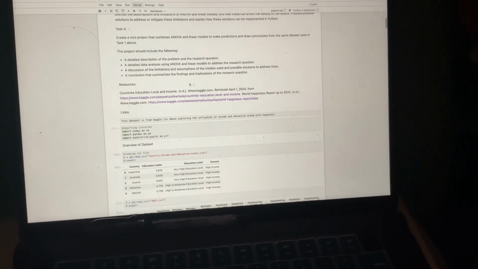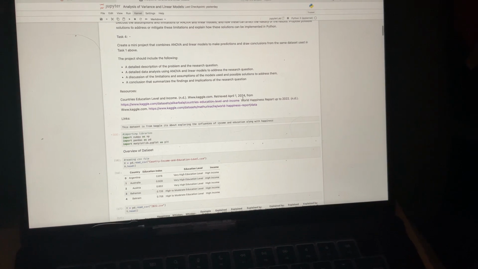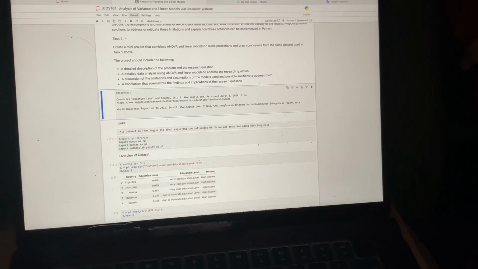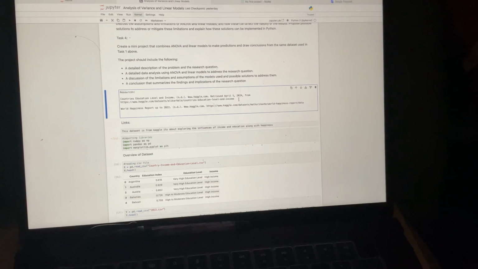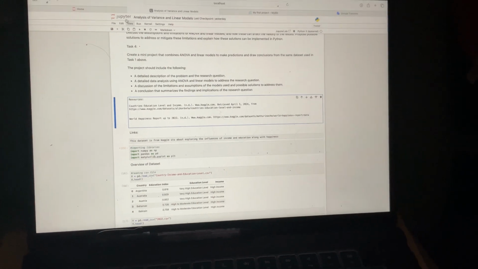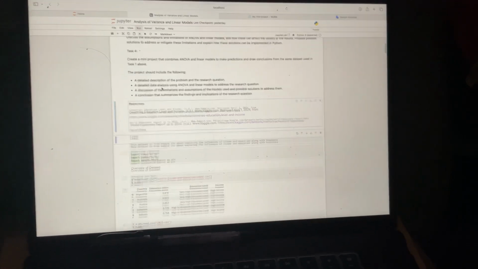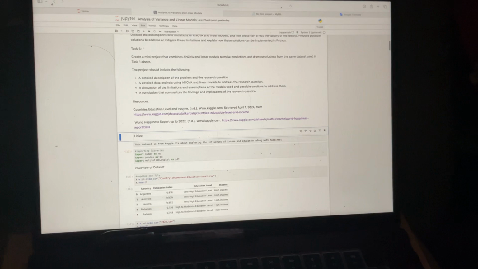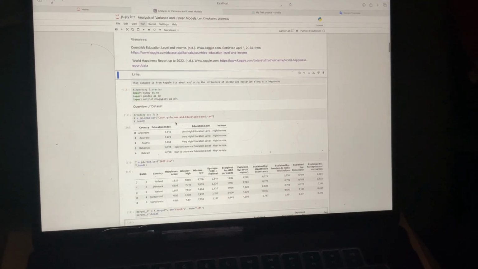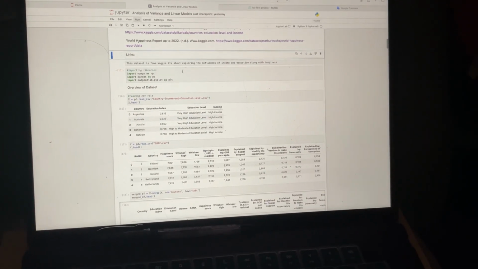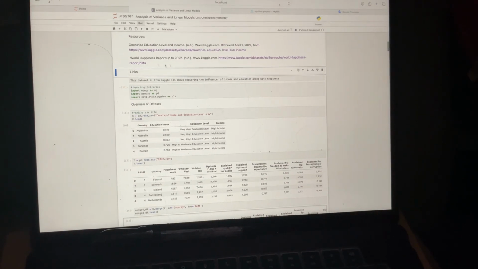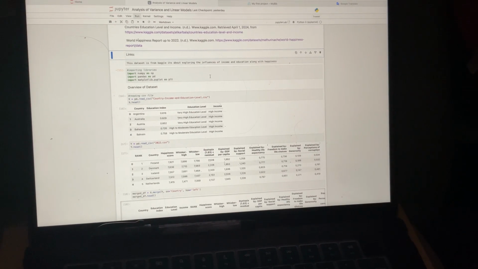So what I used was 2 different types of data sets. One was country education level and income, and the other was the World Happiness Report. They're both from Kaggle, as you can see up here, and it explores the influence of income and education on happiness.